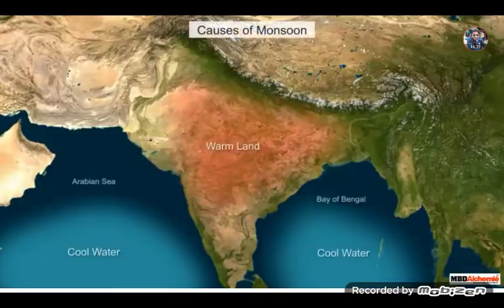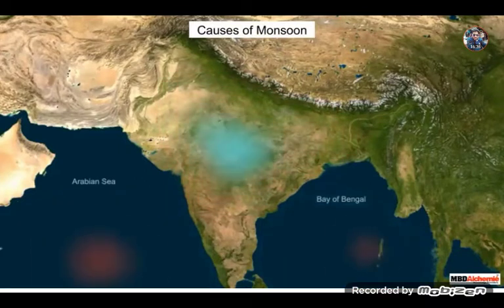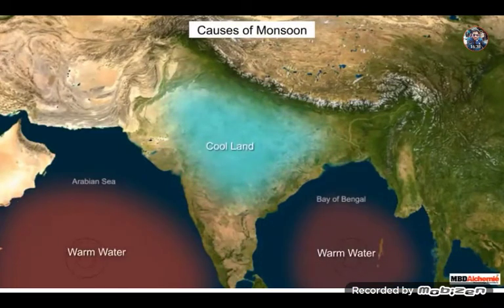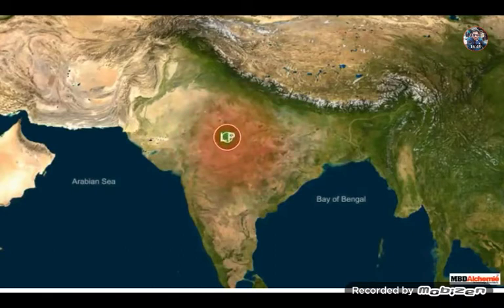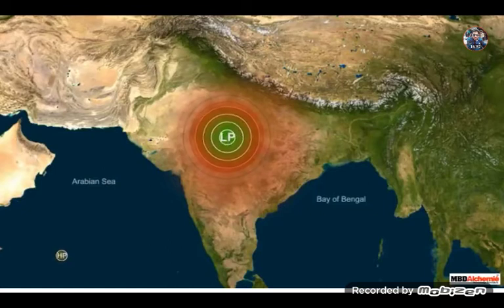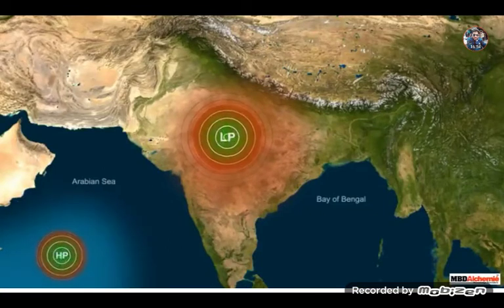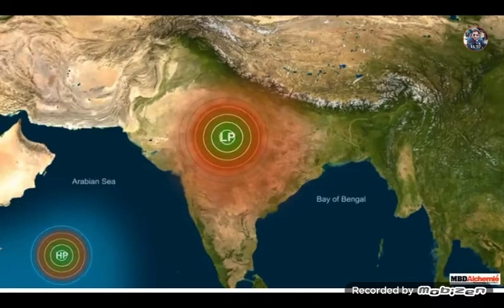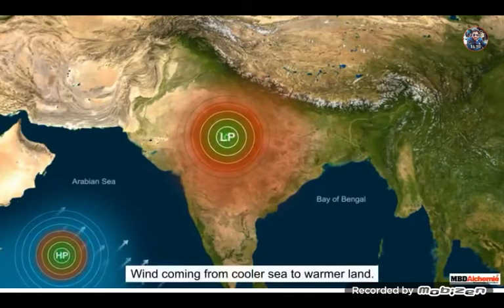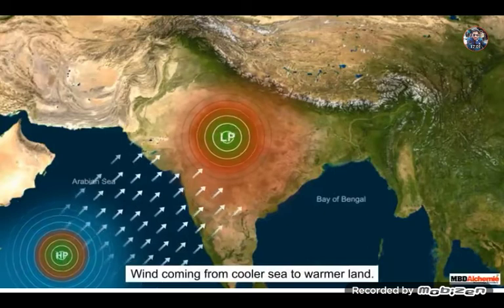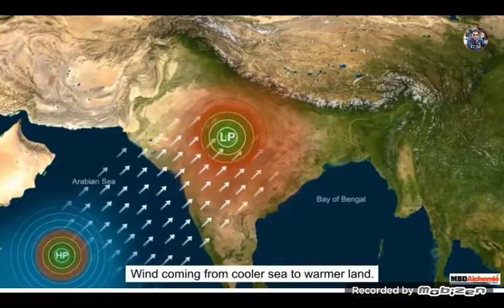Let us discuss the causes of this seasonal reversal of wind from sea to land and land to sea. The main cause is the differential heating and cooling of land and its surrounding water bodies, that is, seas and oceans. During summer, land is hotter, and thus low pressure develops over interior parts of the large Indian landmass. Simultaneously, high pressure develops over the seas and oceans surrounding India. Thus, a steady flow of moisture-laden wind moves towards India and causes rainfall for almost 3 months.